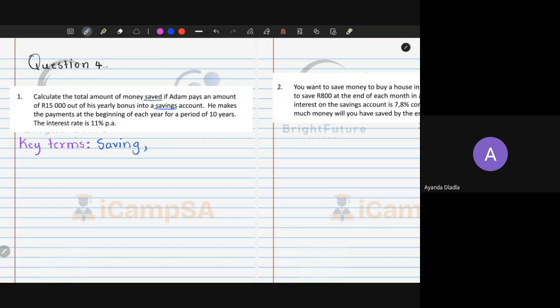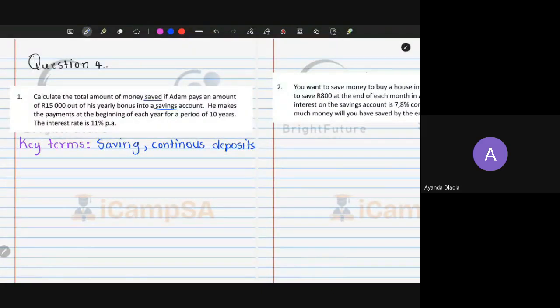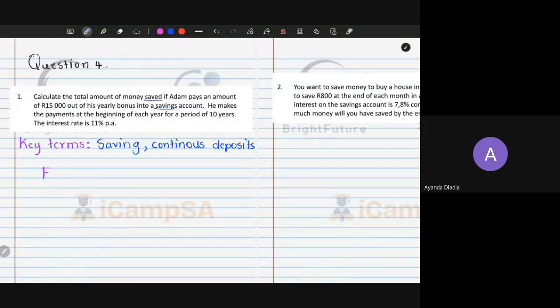So if you look carefully, they say he makes payments at the beginning of each and every year. So the deposits are made continuously. So we can just say there's continuous deposits. So he's putting money in again and again. Okay, do you guys agree? So this has told us that it is a future value problem because of the savings and he's making deposits into this account. Deposits. So that tells us that we are looking at a future value problem.